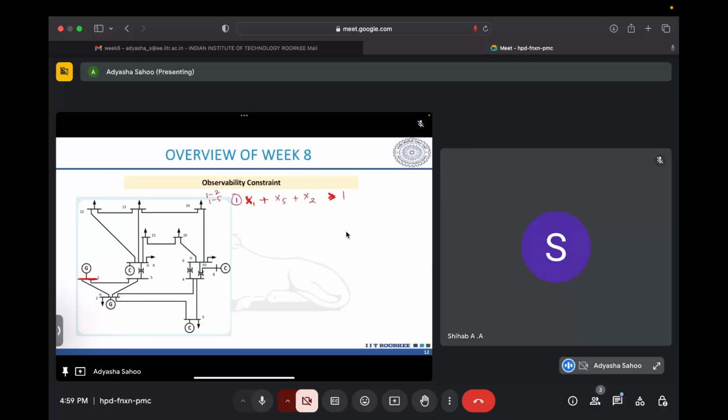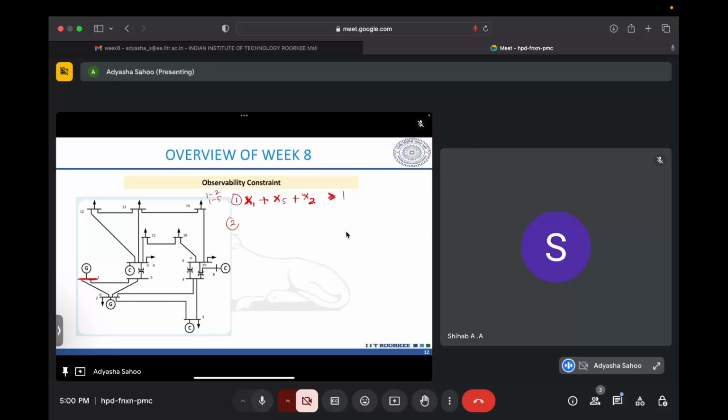So the two lines connected here are 1-2 and 1-5. So we write x1 for bus one, and then next we write x5 because the line is 1-5, and the other line is 1-2, so x2. So for bus one, this will be the observability constraint.